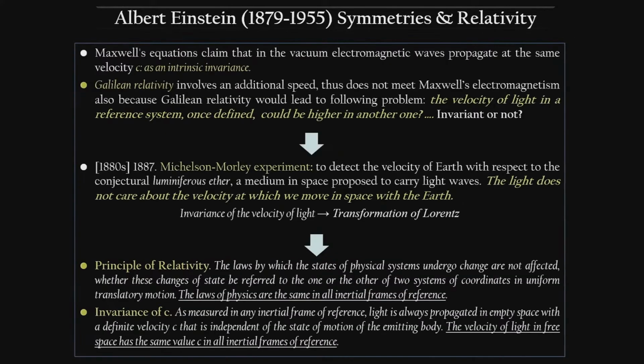So Maxwell claimed that in vacuum electromagnetic waves propagate at the same velocity. It's an intrinsic invariance, we can say. Galilean relativity we know, and this transformation for inertial frame systems. It's very interesting the use, put in the intermezzo, the Michelson-Morley experiment, and we arrived at the famous principle. The laws of physics are the same in all inertial frames of reference. The velocity of light in free space has the same value in all inertial frames of reference.